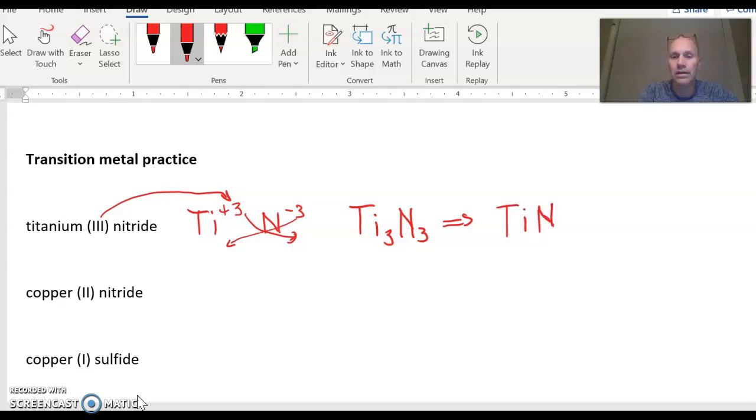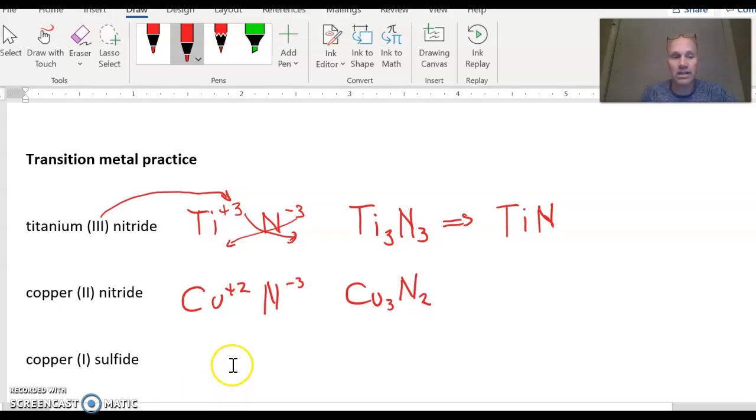which can be simplified to a 1-to-1, TiN. All right, so copper(II) nitride. Copper is going to have a +2 charge, and that comes from the Roman numeral. Nitride again is -3. Crisscross these, we get Cu3N2. And a 3-to-2 ratio can't be simplified, so we leave it like that.